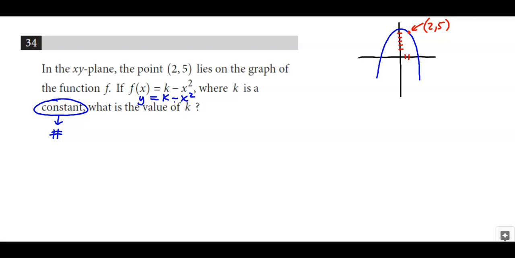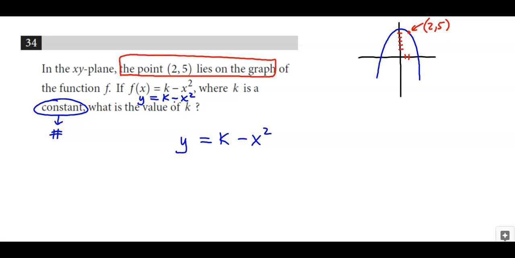And we're trying to figure out what k is. I think it's a lot easier to just do this algebraically. Let's just rewrite this equation. So I'm going to rewrite y equals k minus x squared. And what I'm about to tell you right now is so important. When they say that the point lies on the graph, that means that if you take this x and you take this y and you plug it in, it makes the equation true. So I'm going to do that. I'm going to plug in the y.